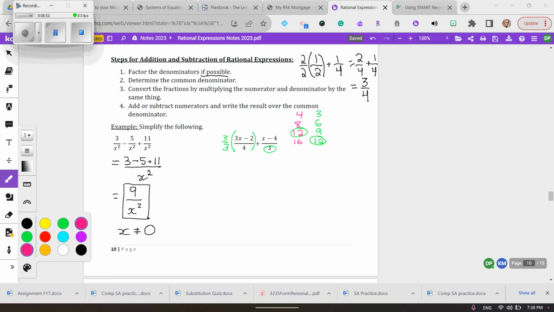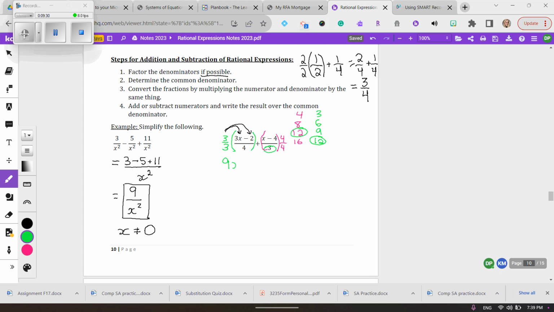The second fraction, I have to multiply by 4 to get a 12 on the bottom. I'm going to multiply my first fraction by 3 over 3. That doesn't change the fraction because 3 over 3 is just like multiplying by 1. 3 divided by 3 is 1. And the second fraction, same thing, 4 divided by 4, that's 1. So now I can go ahead and multiply those through, making sure that I use distributive property like we learned in the introduction lesson.